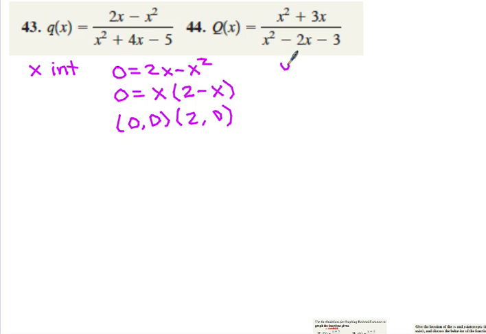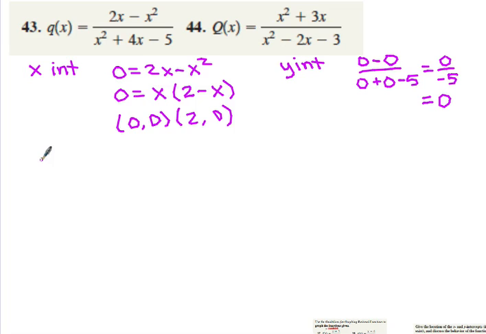For the y-intercept, we're plugging in 0 for x. So if I plug in zeros for x, we're going to end up with 0 minus 0 over 0 plus 0 minus 5. So this ends up being 0 over negative 5, which is just 0. Hopefully that's what we expected. Since an x-intercept is 0, your y-intercept is also 0. It's going to go through the origin.